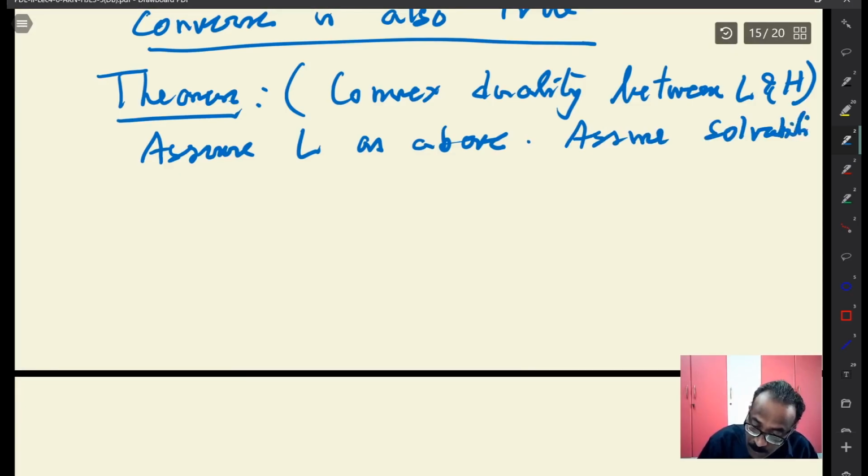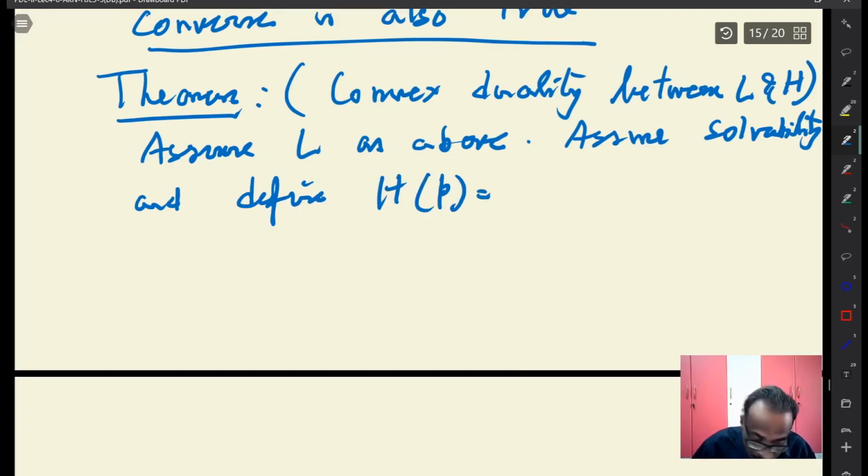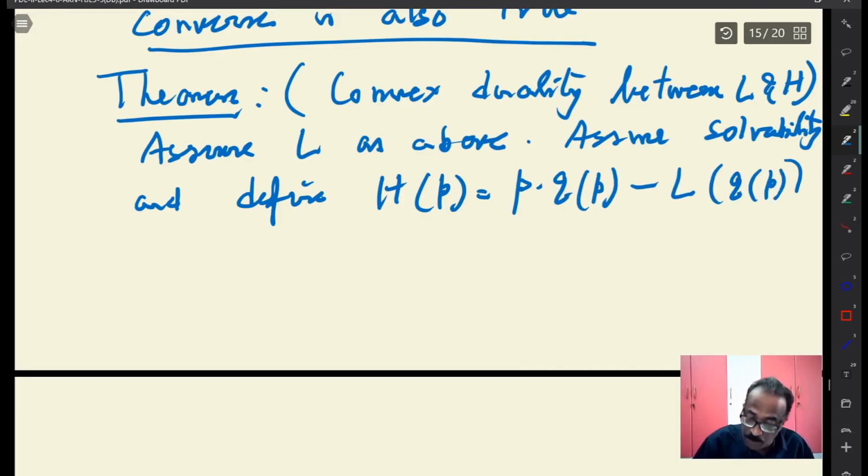This is important. You are assuming solubility and define your Hamiltonian H as follows: H(P) is defined through the solution Q(P) corresponding to P minus L of Q(P). L is given to you, and you solve the equation P minus D_q L(x, Q) equal to zero, that is, P is equal to D_q of L of (x, Q). That is what you have to solve. So define H(P) like that.